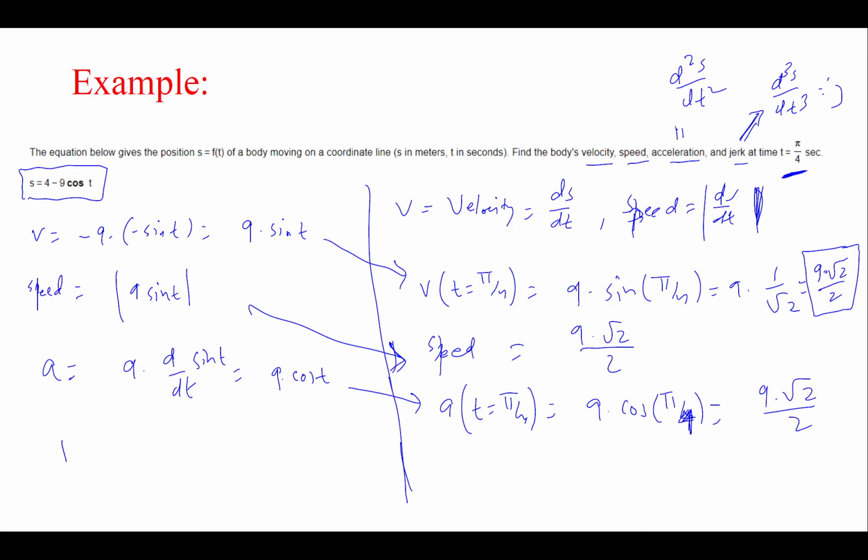And jerk j is again the derivative of this one, which is negative 9 sine t, because the derivative of cosine t is negative sine t. So that will give us j at pi over 4, when time is pi over 4, is negative 9 times the square root of 2 over 2. This is the only thing which is negative.